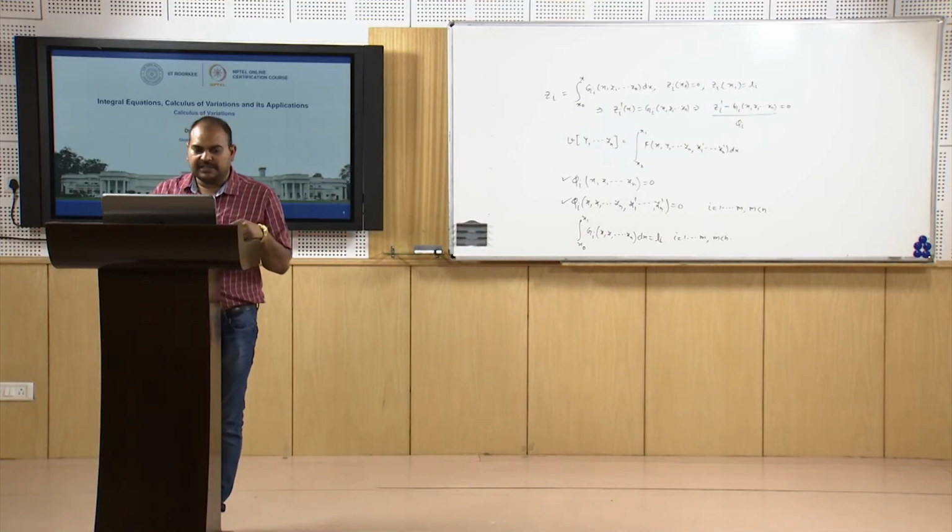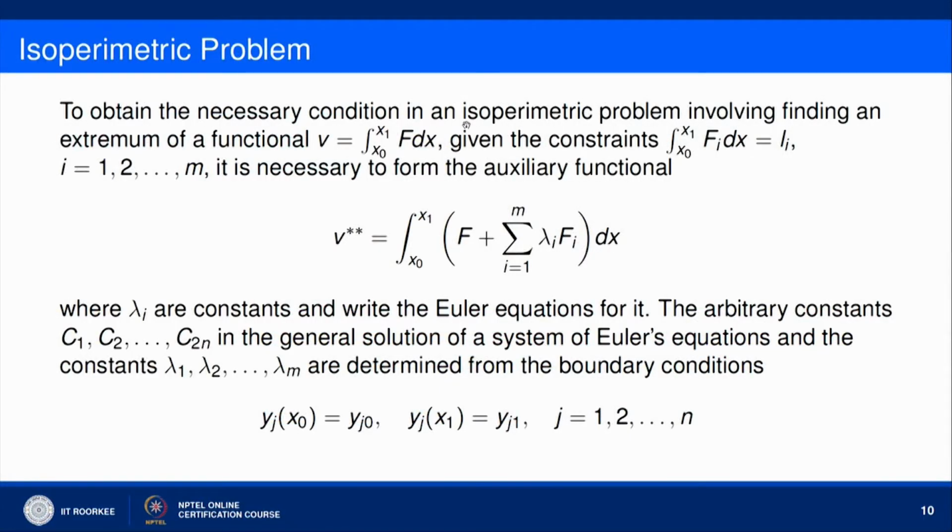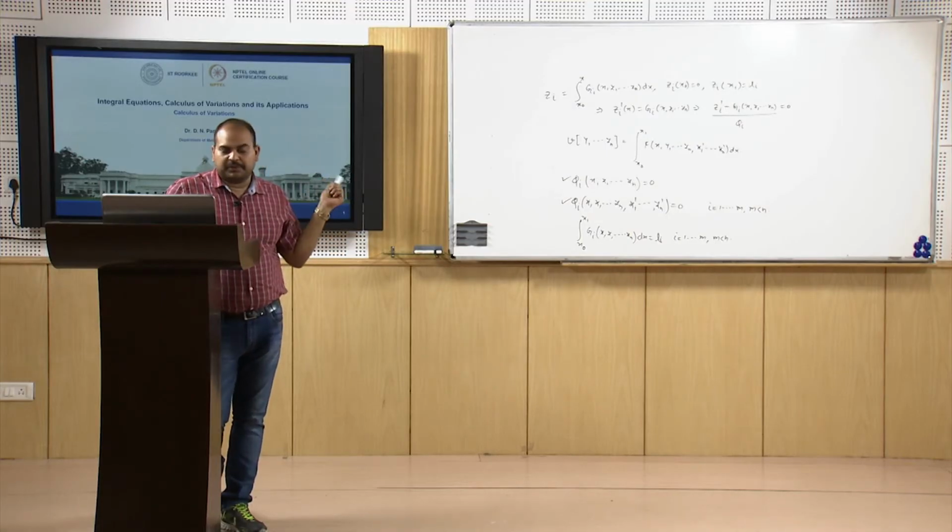And we can see that to obtain the necessary condition in an isoperimetric problem involving finding an extremum of a functional v, which is given as the integral from x0 to x1 of f dx, given the constraints integral from x0 to x1 of fi dx equal to li, i equal to 1 to m, it is necessary to form the auxiliary functional v double star, that is the integral from x0 to x1 of f plus summation i equal to 1 to m lambda i fi dx, where lambda i are constants, and we can write the Euler's equation for this functional v double star. This we can obtain from the previous discussion.